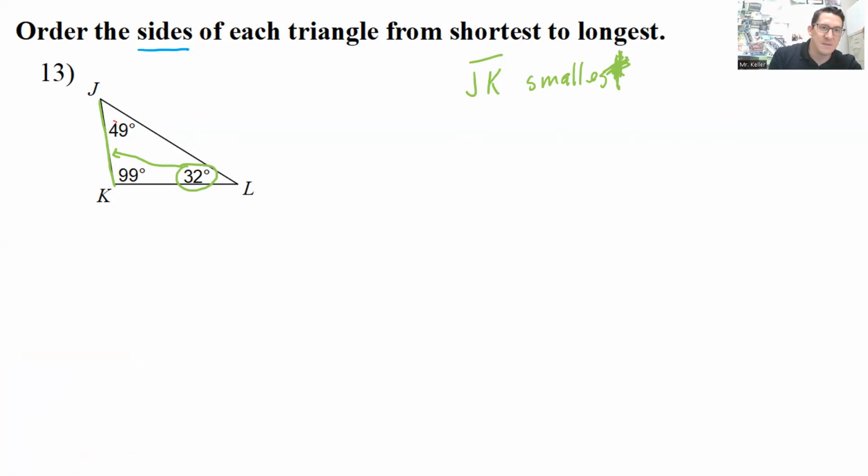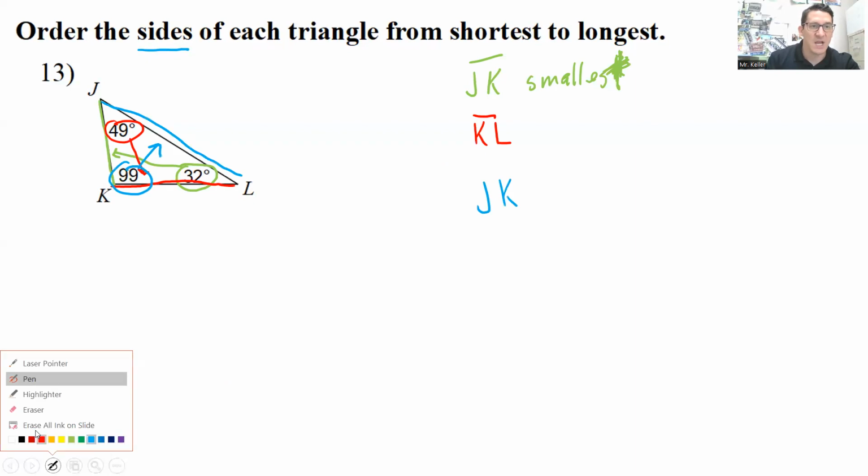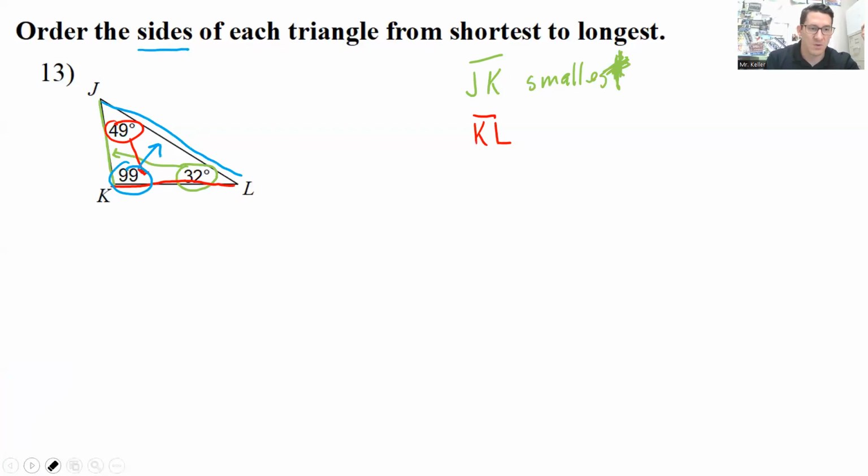49 degrees, that's the medium one, right? So across from that is going to be the medium side. That's side KL. And then we have the 99 is the biggest, and the side across from it is JL. So all we're doing is just listing the angles and sides across from each other in order from smallest to biggest. So that's the largest. Did it right that time.